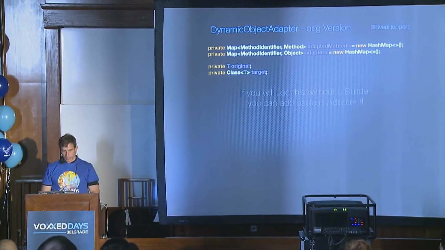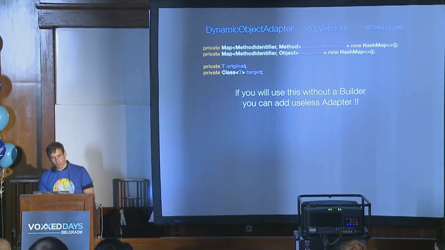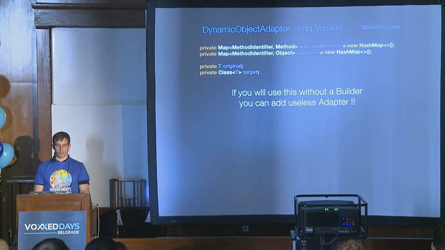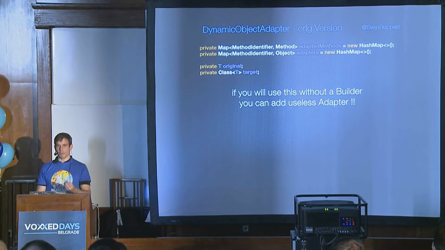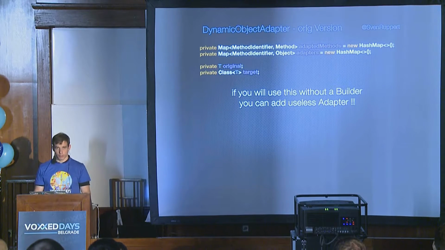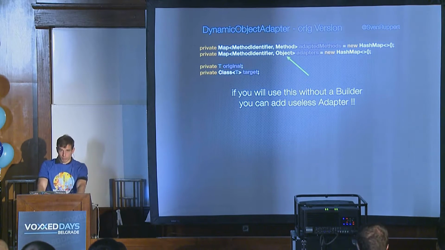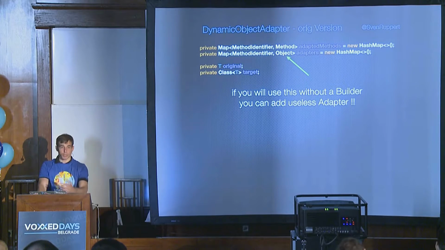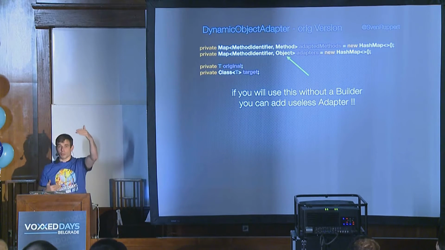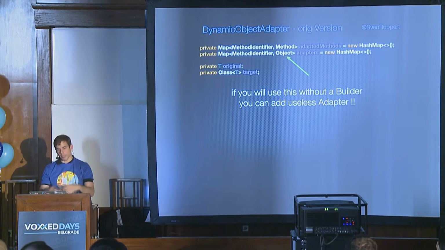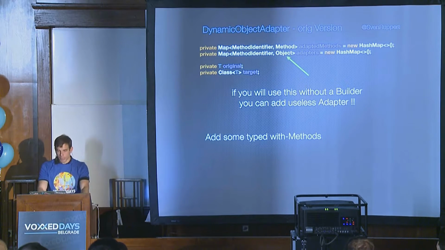Okay, if you use it without a builder, you can add a useless adapter because you have a method identifier that will never trigger it. So how to change this? This is the biggest problem. I can't type it in this way because I need an adapter, otherwise I must be inside the inheritance. I don't want to be in the inheritance because I don't want to implement useless methods, so this is object.